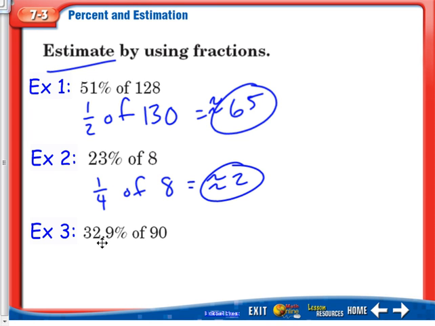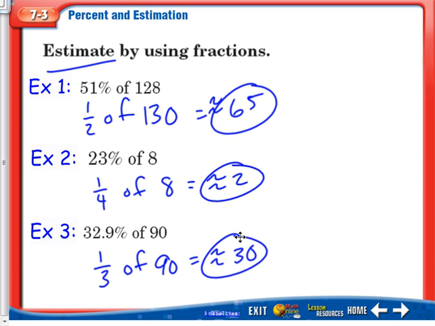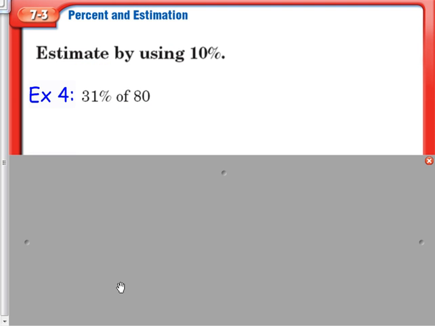And then 32.9%, the fraction closest to 32.9% is actually 1/3. So 1/3 of 90, and 90 is divisible by 3. So we can say 1/3 of 90 is about 30. Okay, and just do 90 divided by 3. Alright, the next examples we'll be talking about using the 10% method. Okay, so we're still estimating, but using 10%.